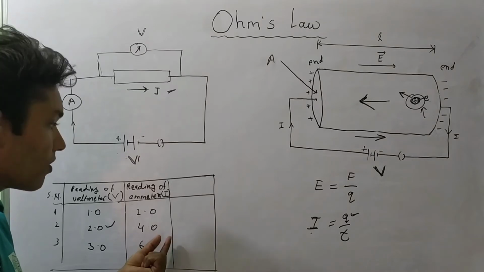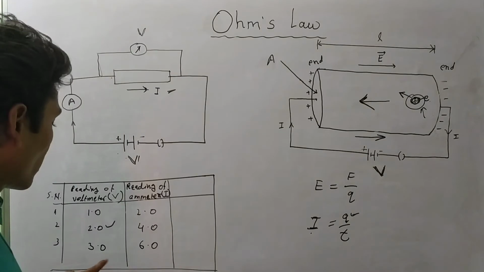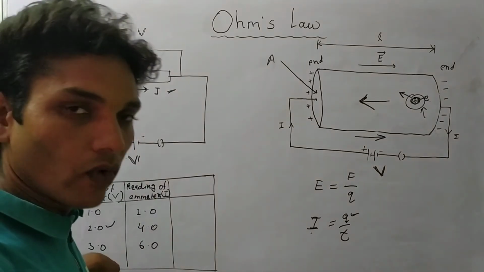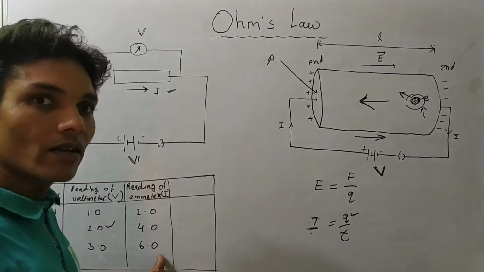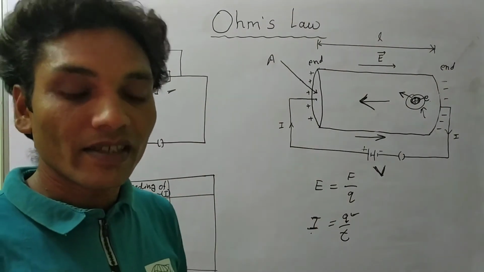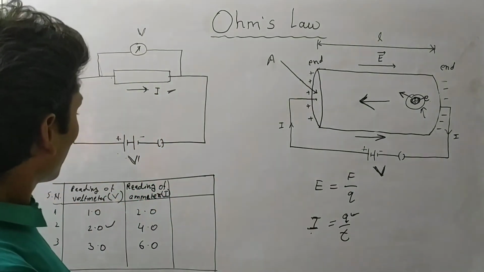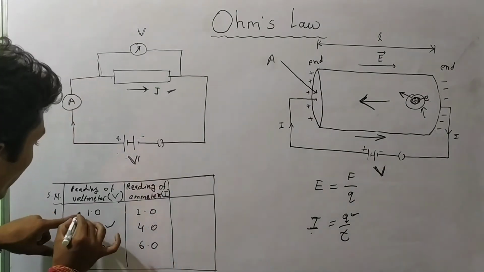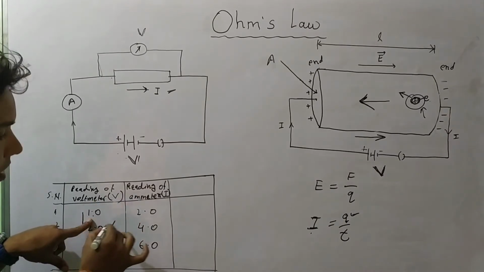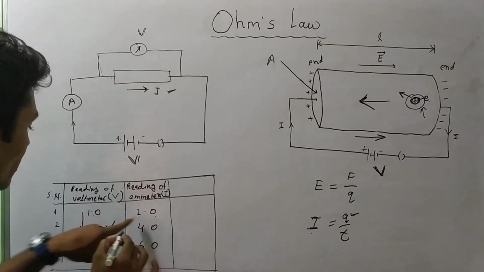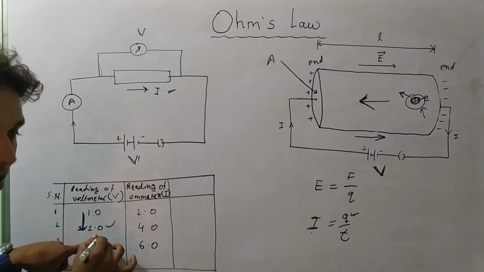When he took the potential difference as 3 volt, the current flowing through the conductor was 6 ampere. This is the example for understanding us. So what is the relation here? At 1 volt the current is 2 ampere. Here 1 volt is increased, and here again 1 volt of potential is increased.